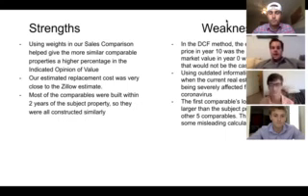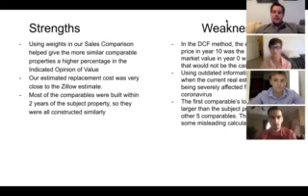In the discounted cash flow method, the estimated selling price in year 10 was the same as the market value in year 0, when realistically that would not be the case. We also used outdated information from past years when the current real estate market is being severely affected by the coronavirus. And the first comparable's lot size was much larger than the subject property's or the other 5 comparables'. This could cause some misleading calculations.